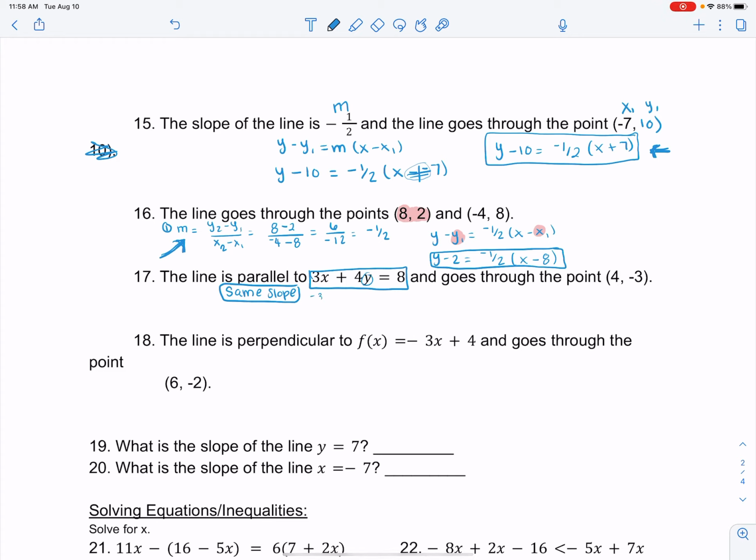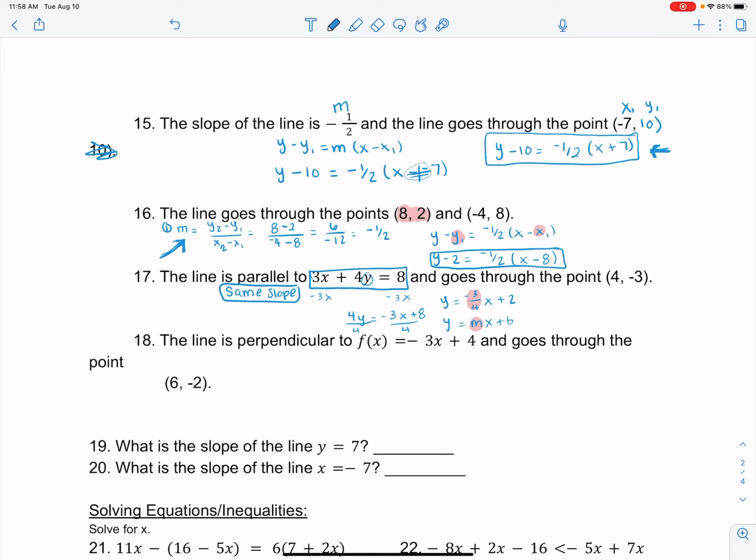So we're going to solve for y. I'm going to subtract the 3x. So 4y equals negative 3x plus 8. Divide everything by 4. So y equals negative 3/4 x plus 2. This is now in the form y equals mx plus b. So I know that the slope is negative 3/4.